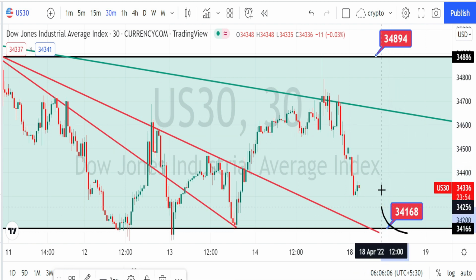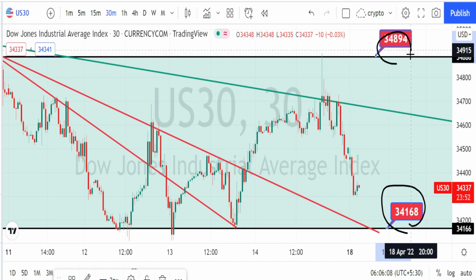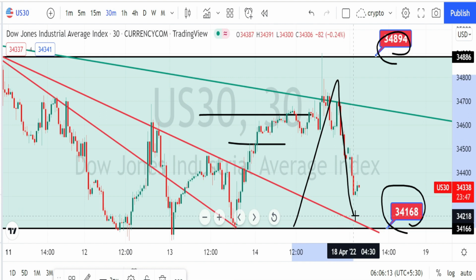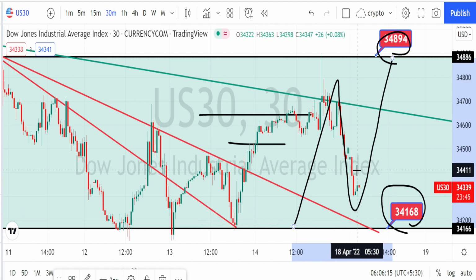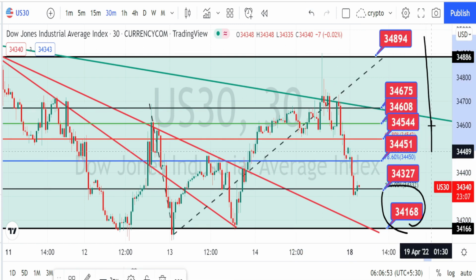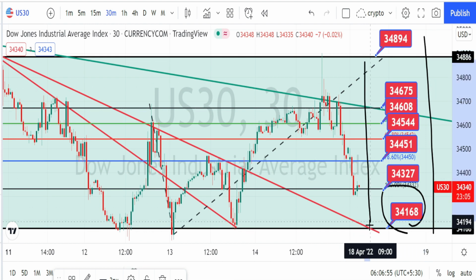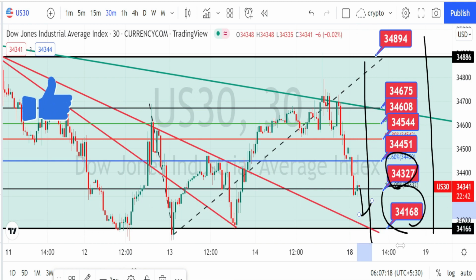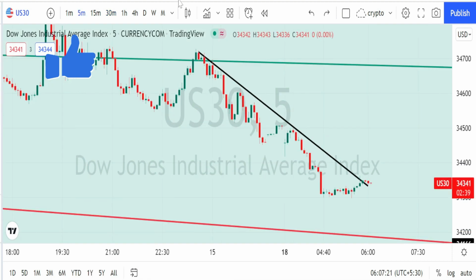So as long as this support level and the resistance levels are not broken, we can expect a sideways market or a range bound market to continue in 30 minutes time frame also. Let us mark the support and resistance levels for 30 minutes time frame. So these are all the resistance and support levels for 30 minutes time frame. Currently the price action has taken resistance at the resistance level of 34327 and it is bouncing back on the bearish trend reversal. Let us do the analysis in 5 minutes time frame.